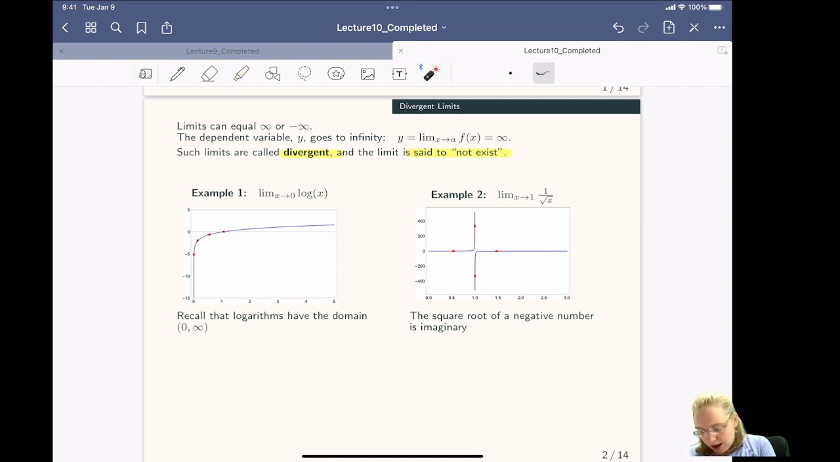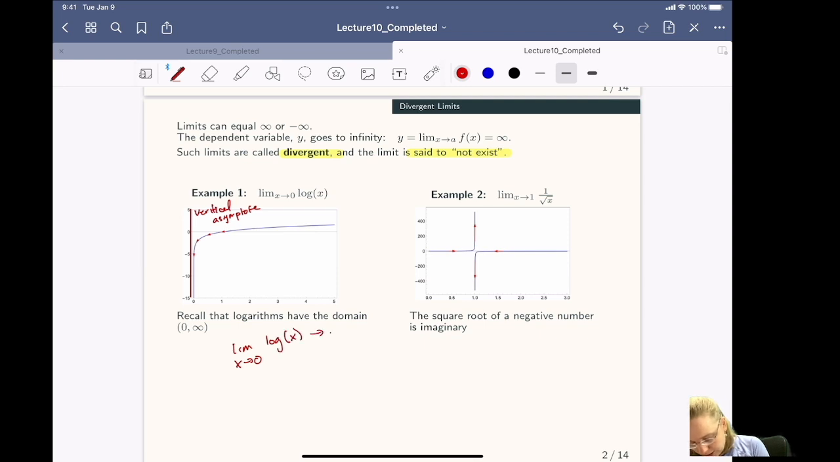Examples of this include the limit as x goes to 0 of logarithms. So in the last lecture, we used the natural log of x. In this lecture, though, let's consider the log base 10. The same things apply. We cannot actually ever get to 0 because the domain of a logarithm is the strictly positive numbers. But what happens as we get closer and closer to 0? Well, we approach a vertical asymptote at 0. And the limit as x goes to 0 of the log of x approaches minus infinity.